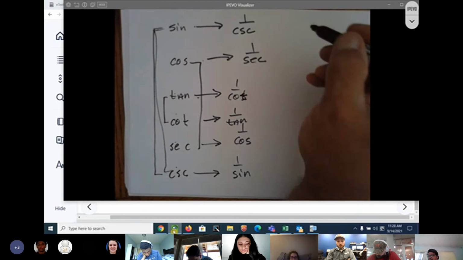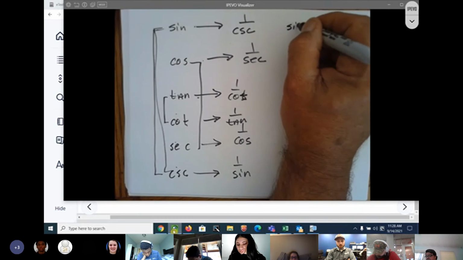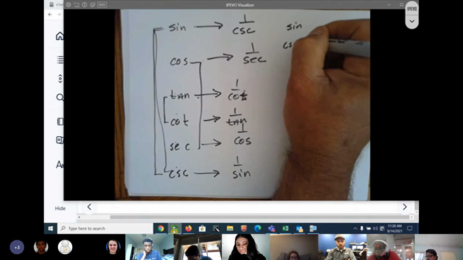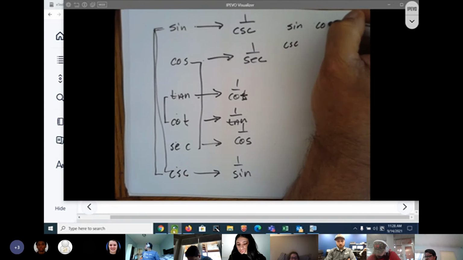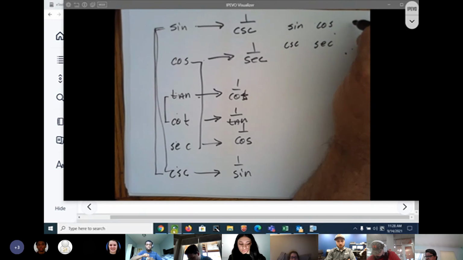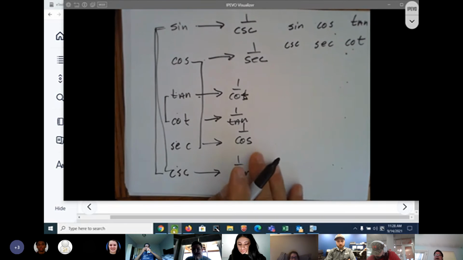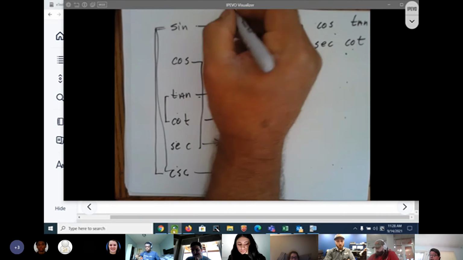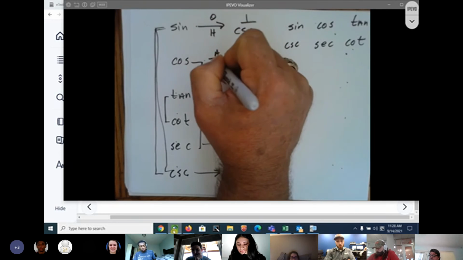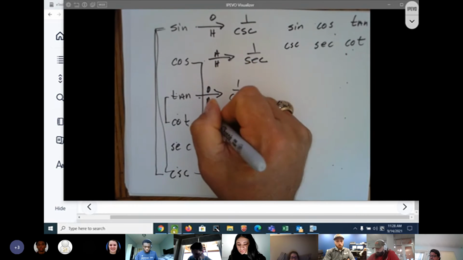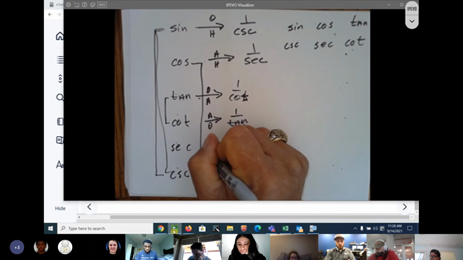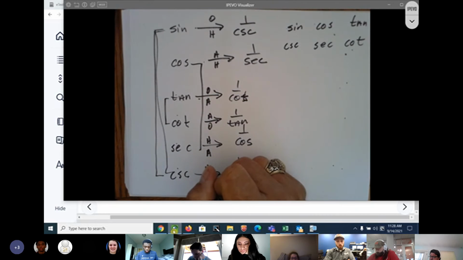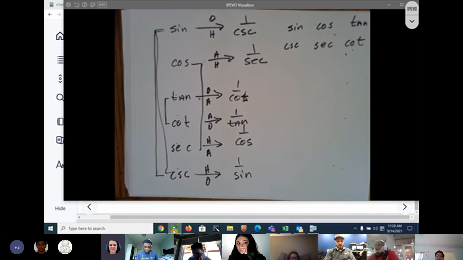Some people like doing it like this. Sine, cosecant, cosine, secant, and tangent, cotangent. Some people like doing it that way. I don't. I like doing it this way. And you can also remember Oscar had a hunk of apple. Okay, so that's your reciprocal identities.